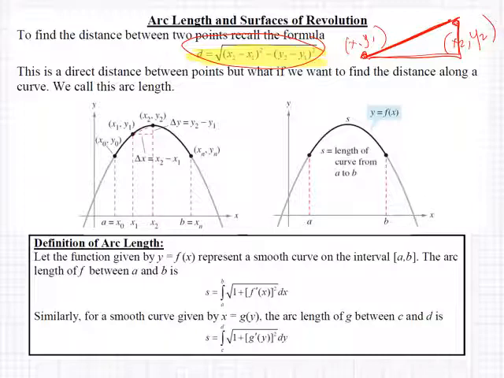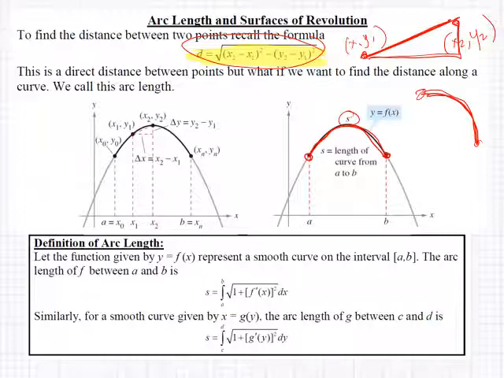Now, what if we wanted to find this curved distance between 2 points on a curve? Well, that is called arc length, and we typically use S to denote arc length. You should have seen some of this in trigonometry, where you talked about the arc length around a circle, the distance around the circle, and we use that to define radians, etc. Anyway, so how are we going to do this?